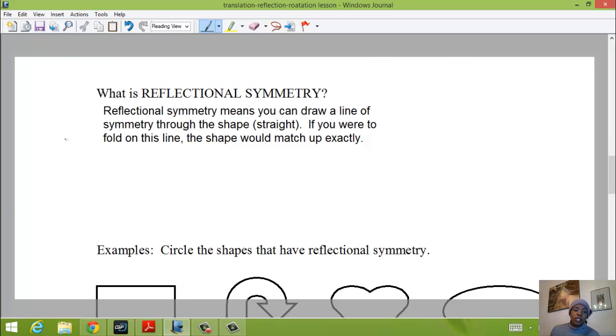Okay, what is reflectional symmetry? Reflectional symmetry, also known as line symmetry, means you can draw a line of symmetry through the shape, make sure that it's a straight line. If you were to fold your paper on this line, the shape should be able to match up exactly right on top of itself. Okay, so let's look at some examples of this.